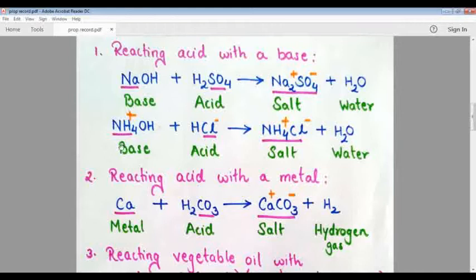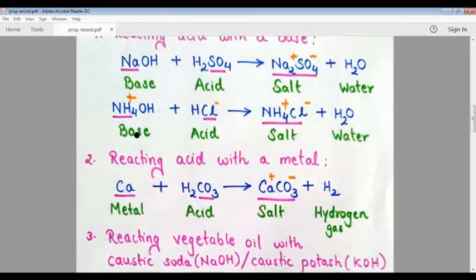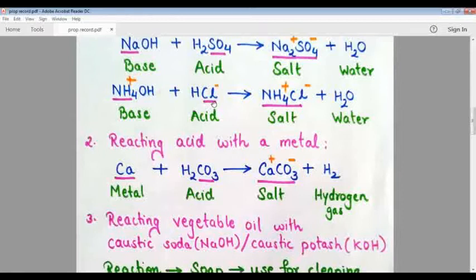Similarly, for the second example, if we take ammonium hydroxide and react it with hydrochloric acid, it forms a salt plus water with the release of heat energy. Again the salt is an ionic compound which consists of two ions, the ammonium cation and the chloride anion. How has this formed? The positive part has come from the base, the ammonium hydroxide, and the negative part has come from the acid, that is hydrochloric acid, isn't it? Okay, coming on to the next part.